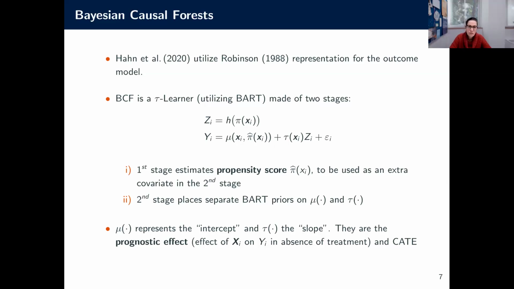Okay, so Hahn et al. Bayesian Causal Forests is a paper that came out in 2020 that used this parameterization to use nonlinear regression to do causal inference. And the main punchline of the paper is the following.